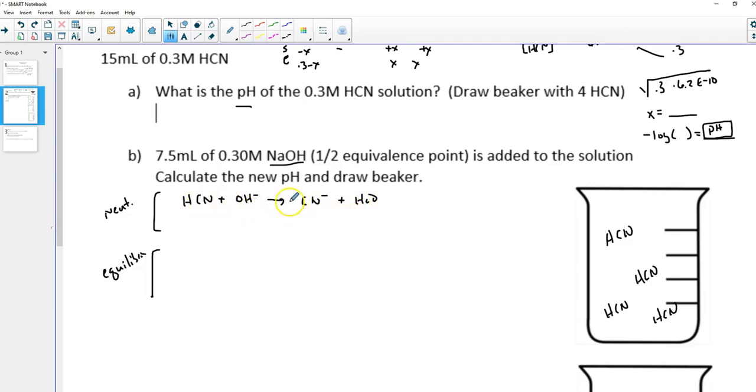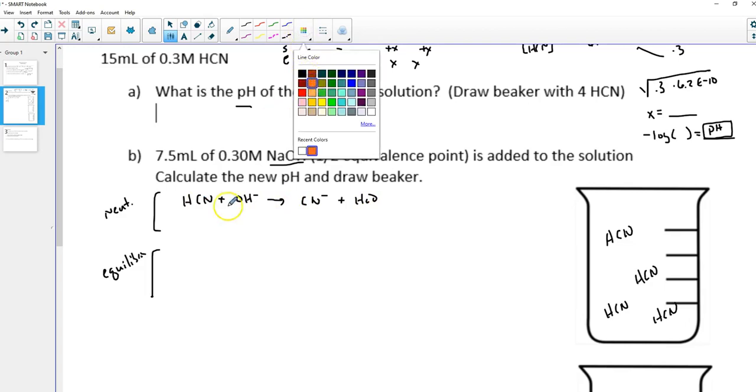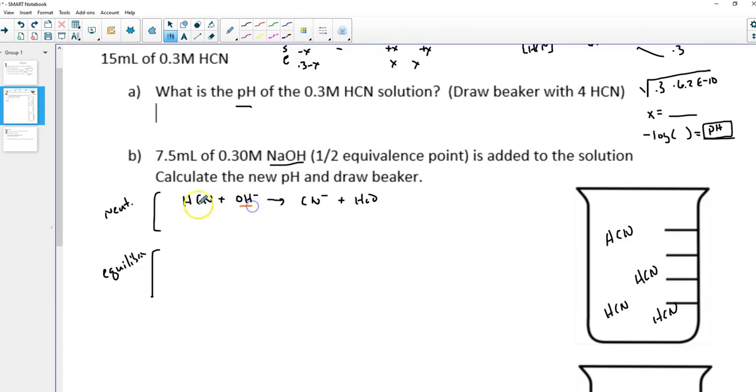So what I'm ultimately doing here is every time I add a hydroxide, I'm converting one of these guys over to one of these guys. I'm rolling them over. And if I have 10 of them, well, then I have enough to roll half of them over. So I'd have 5 and 5. I've rolled half of them over. Let's take a moment and calculate how many I actually have.